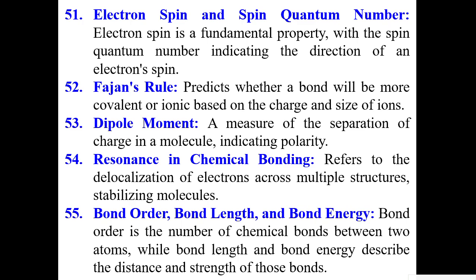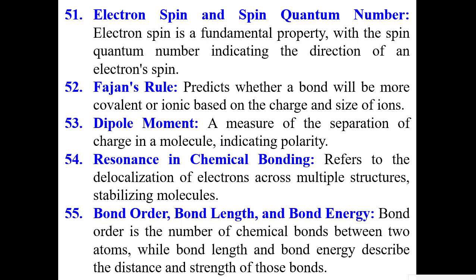Then bond order, bond length, and bond energy. Bond order is the number of chemical bonds between two atoms. For example, a carbon-carbon bond can be a single bond, C double bond C, or C triple bond C, like that. Bond length and bond energy describe the distance between the atoms and the strength of those bonds.